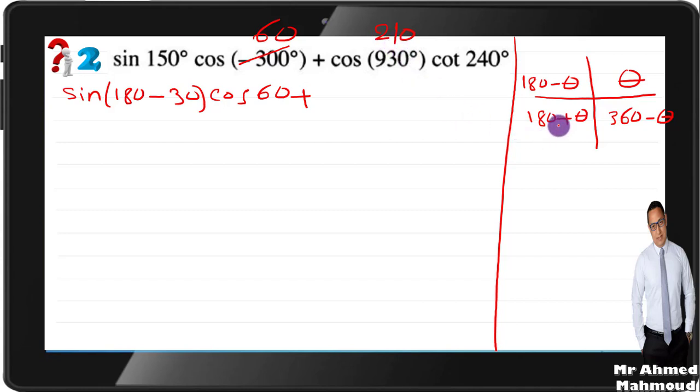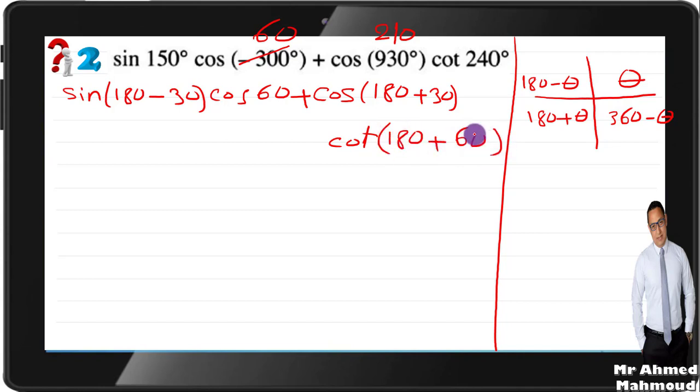210 belongs to the third quad, so it will be 180 minus what? It will be 180 plus 30. Cosine 180 plus 30. Finally, cotan 240. Cotan 180 plus what equals 240? Plus 60. Okay, now the second step, I will keep the function in all of them: sine 30.